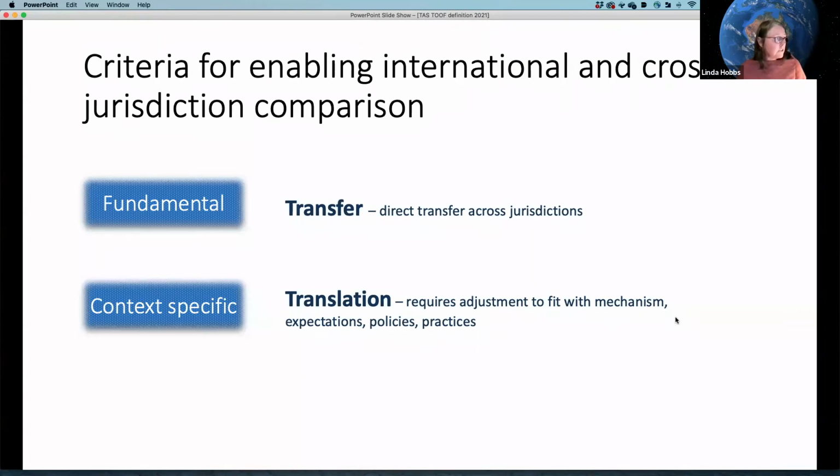But what I'm going to show you is all of the criteria and their dimensions and bands. But I'm going to talk about it in terms of what could be transferred from one jurisdiction to another, and then what needs to be translated, and what's context specific. If we were going to take this definition into another location, what thinking or adjustment needs to be made.